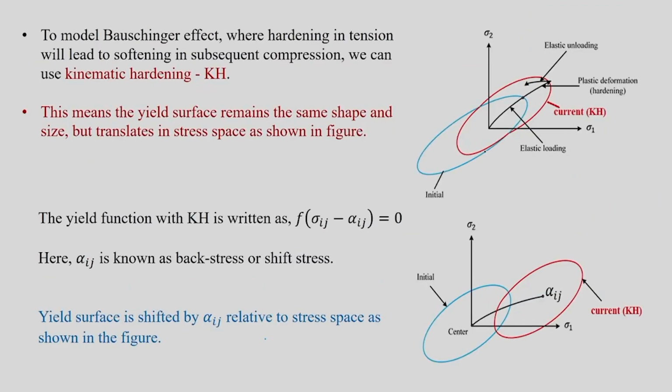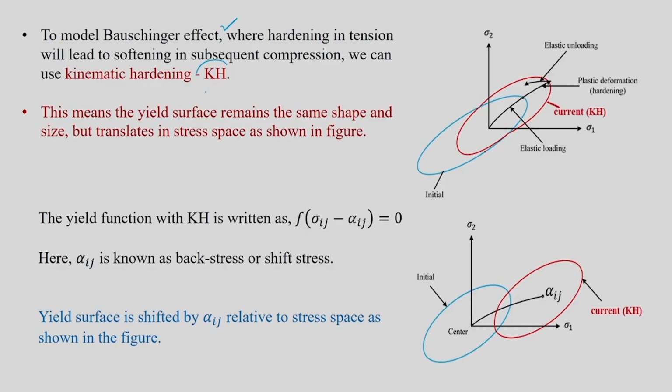This actually led to kinematic hardening. So what is that? To model the Bauschinger effect, where hardening in tension leads to softening in compression, which means that on the compression side your yield strength will be less than it was in the first cycle on the tension side, we can use kinematic hardening. Described with respect to the yield locus, it looks like this. Again, the blue one is the initial one and the red one is the current one because of kinematic hardening.